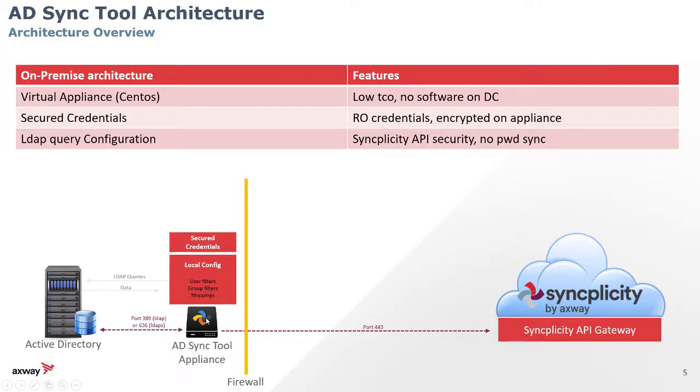So the ADSync tool runs on-premise inside your firewall. It actually talks to the Active Directory using LDAP queries. It fetches data, and based on that data, it will do things in Syncplicity, and it will pass via the Syncplicity API gateway. It will talk over port 389 LDAP or 636 for secured LDAP, and it will talk on port 443 SSL to the Syncplicity API gateway.